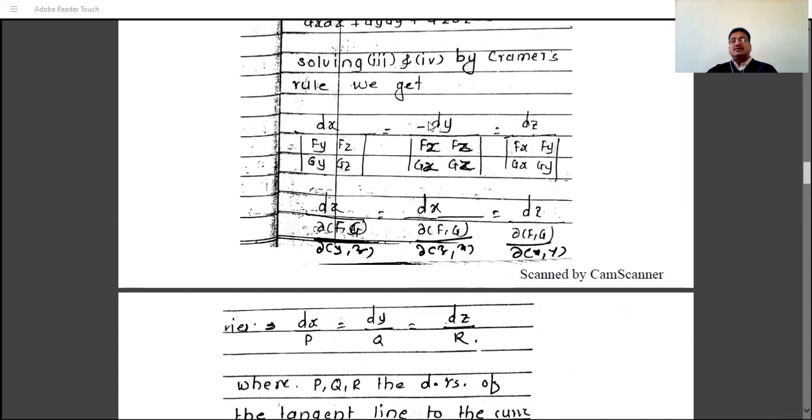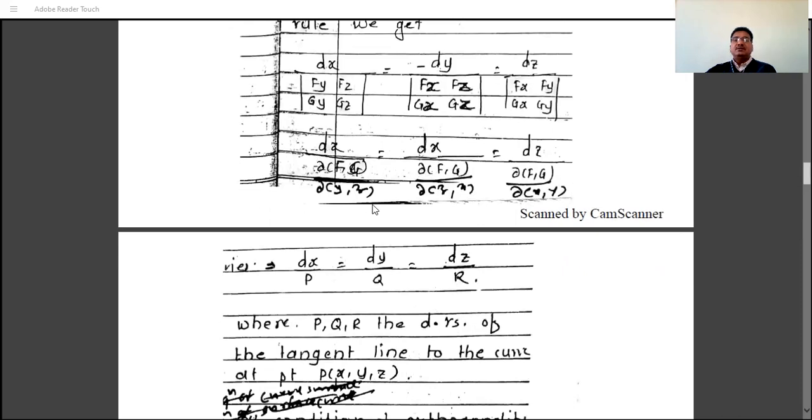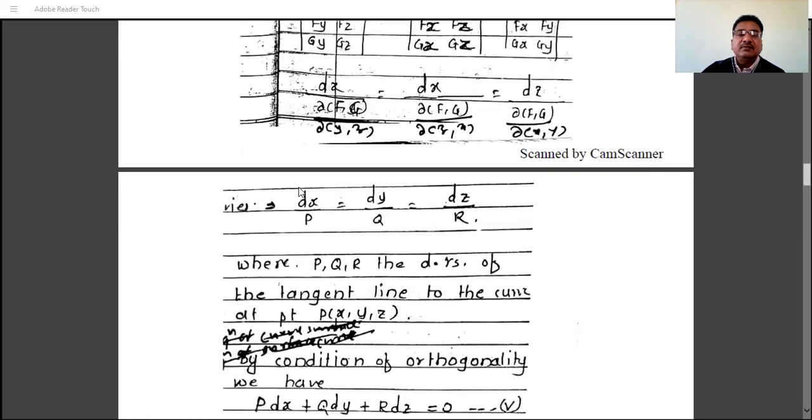Because of this negative sign, we interchange the columns, and then we have dy divided by the determinant f_z f_x g_z g_x, which is the Jacobian ∂(F,G)/∂(z,x), and dz divided by the Jacobian ∂(F,G)/∂(x,y). We denote these quantities by capital P, capital Q, and capital R. And then we have the equation dx by P, dy by Q, dz by R.